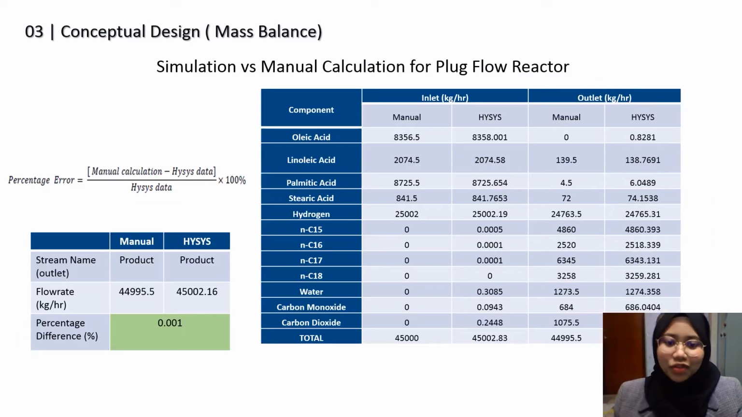Finally, as you can see from the slide here, the mass balance for both manual calculation and simulation is shown, and the percentage difference for the reaction process shows that it is very low at merely 0.001%. Since the percentage difference is less than 5%, the manual calculations and preliminary material balance that have been done are verified to be accurate.